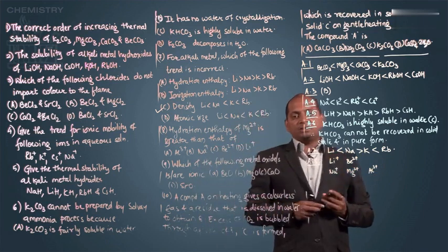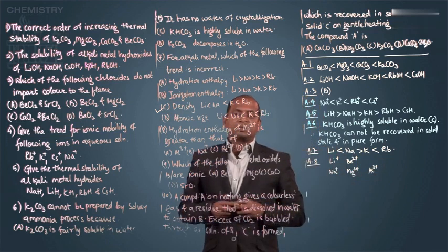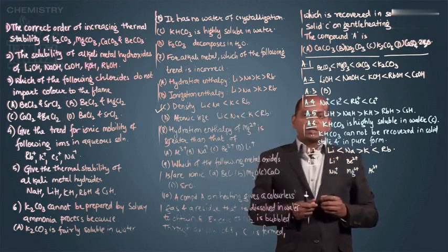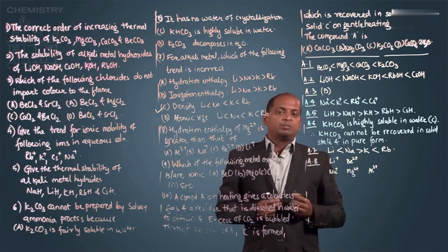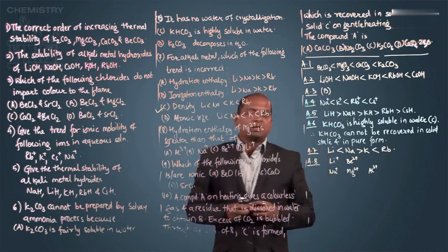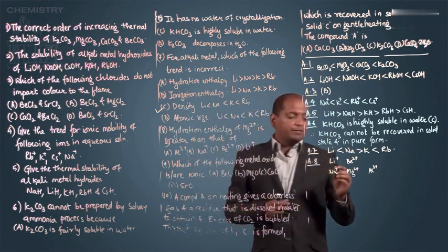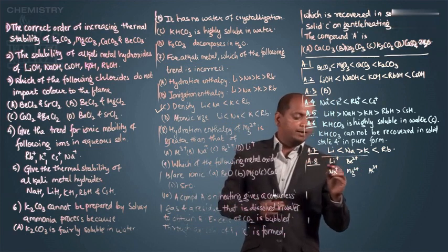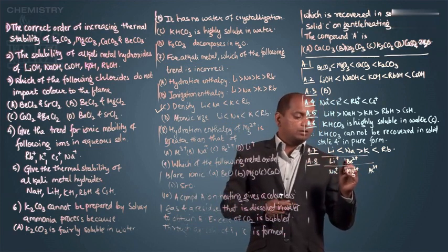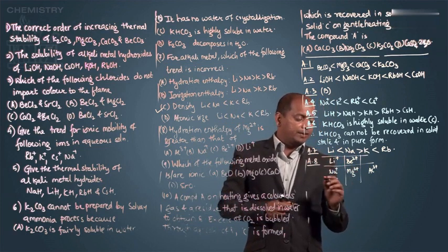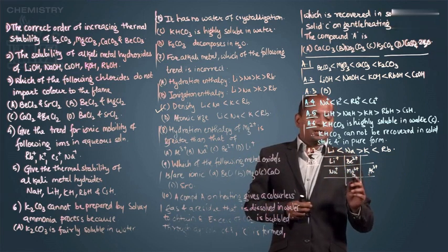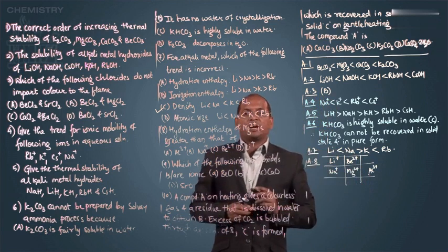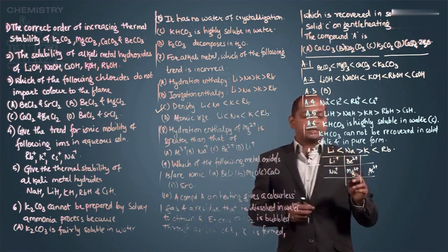So as the charge increases, atomic size decreases. And at the same time, moving down the group, atomic size increases. So if I consider this trend here, and if I consider this trend, aluminium is smaller than magnesium. So hydration energy of aluminium is greater than magnesium.